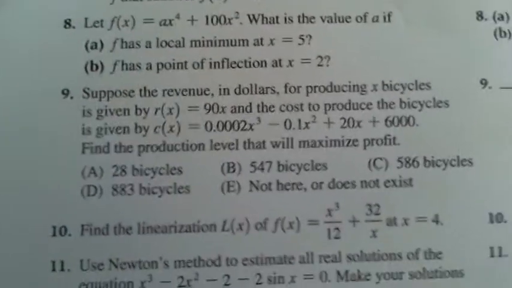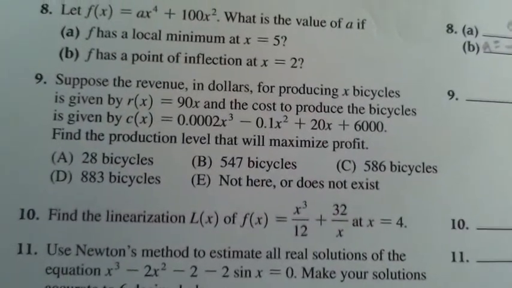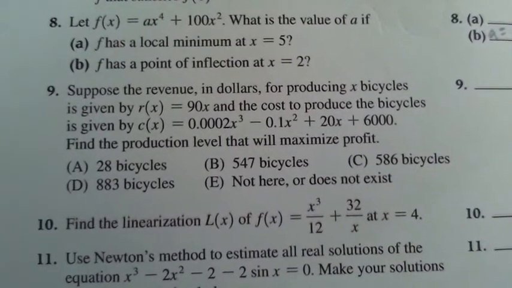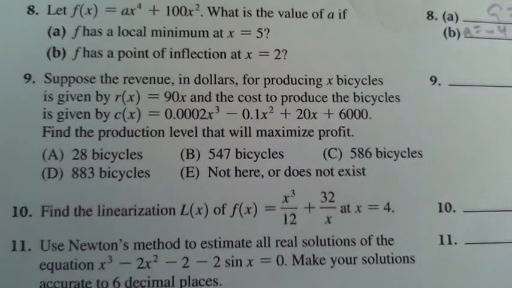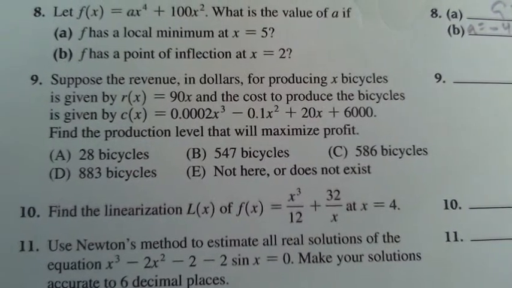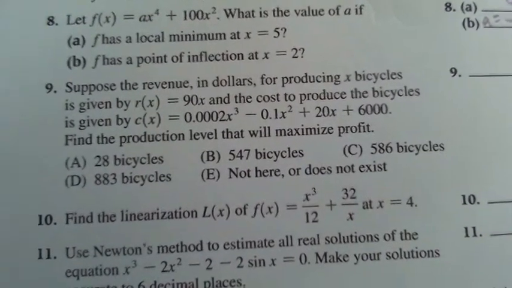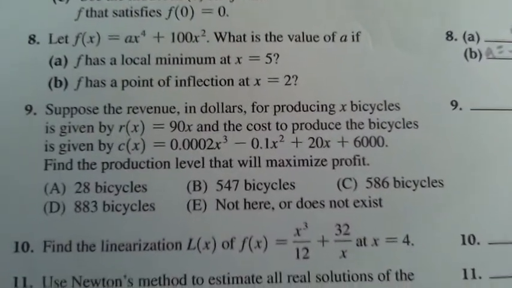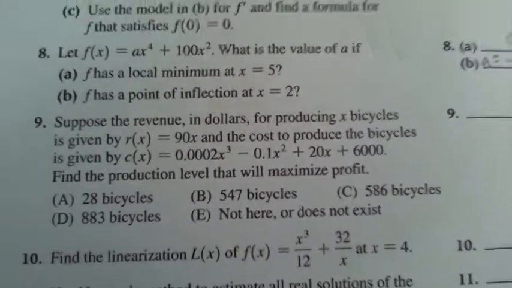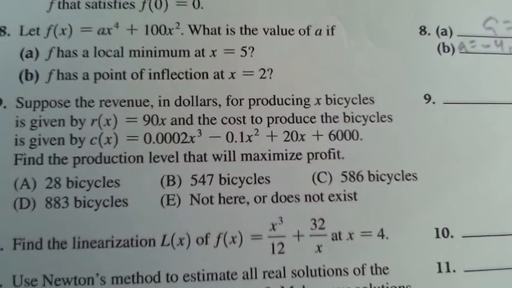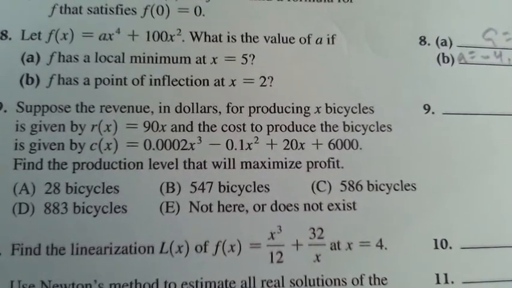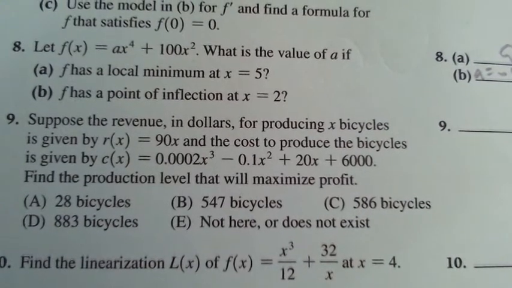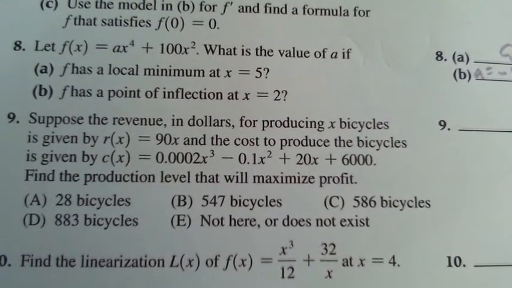Suppose the revenue in dollars for producing x bicycles is given by R of x equals 90x, and the cost to produce the bicycles is given by C of x equals blah, blah, blah. Find the production level that will maximize profit. All right, so you need to maximize profit. Revenue and cost. So that means that revenue minus cost needs to be at its maximum.